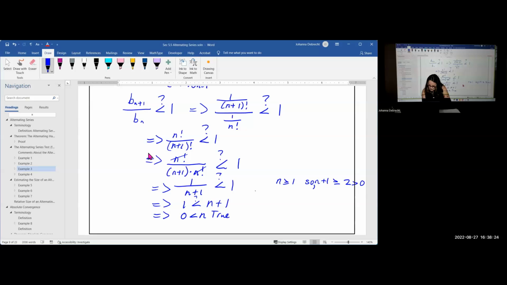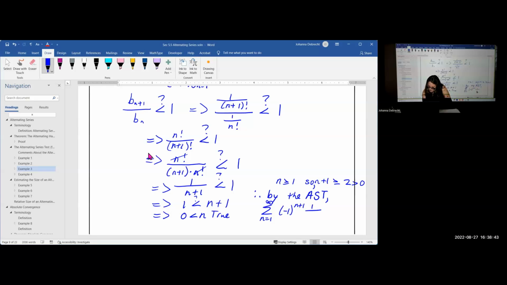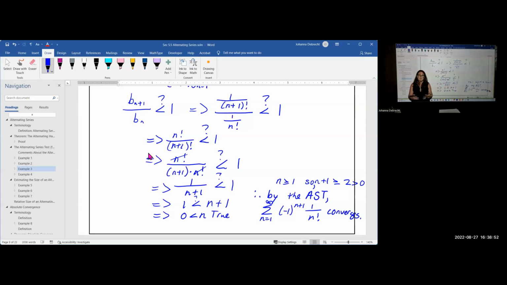So then I can say, therefore, and I'm going to abbreviate this time, by the alternating series test, the series from n equal 1 to infinity of -1 to the n plus 1 times 1 over n factorial converges. It met the three conditions, therefore it converges, right?